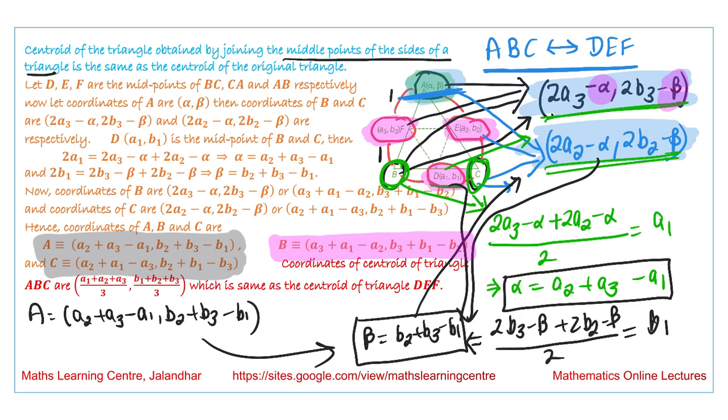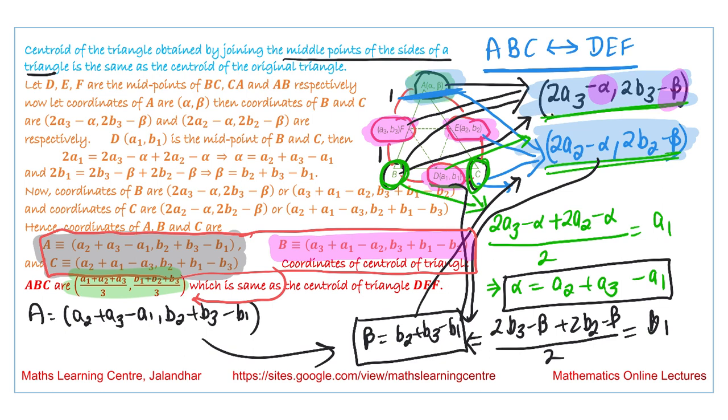Now by using these three coordinates, we can calculate. We are talking about these 3 points. We have A, B and C. If we calculate the centroid of the triangle using the formula for the centroid, the final answer we obtain is in the form a1 plus a2 plus a3 by 3 comma b1 plus b2 plus b3 by 3, and this is same as the centroid of the triangle given by vertices a1 b1, a2 b2 and a3 b3, and this is what we have to prove.